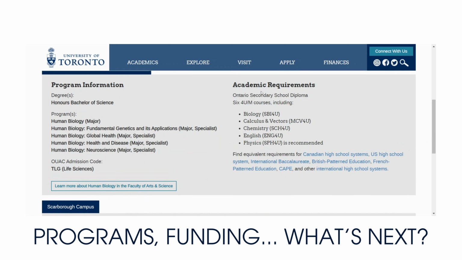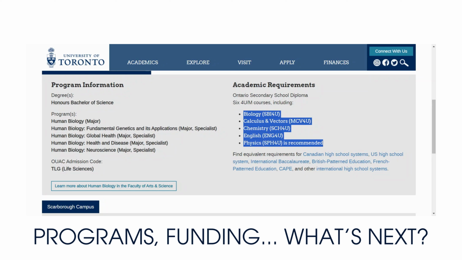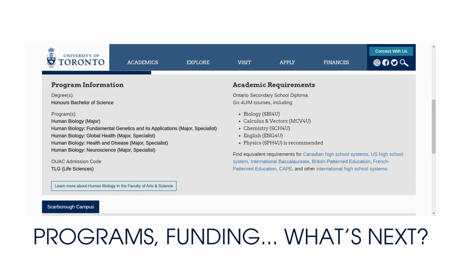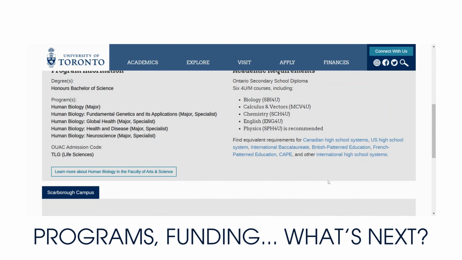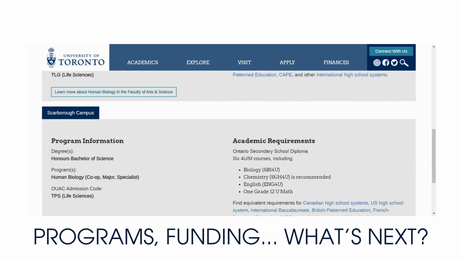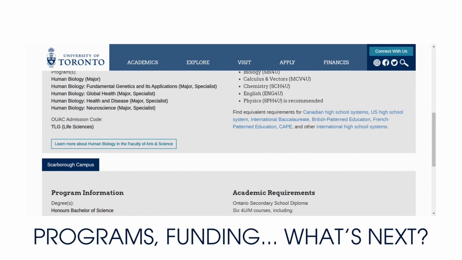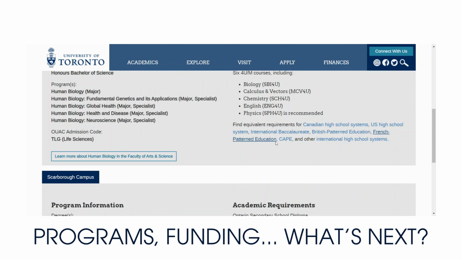For the academic requirements, it will also tell you what you need to submit. For example, for this program, you need biology, calculus and vectors, chemistry, English, and physics is recommended. It will say 6 U and M courses, so these would be the 5 that you'd likely want to submit, and then whatever your highest course is for your 6th course. You can also check out what the different equivalents are and how it differs depending on where you are currently studying from.